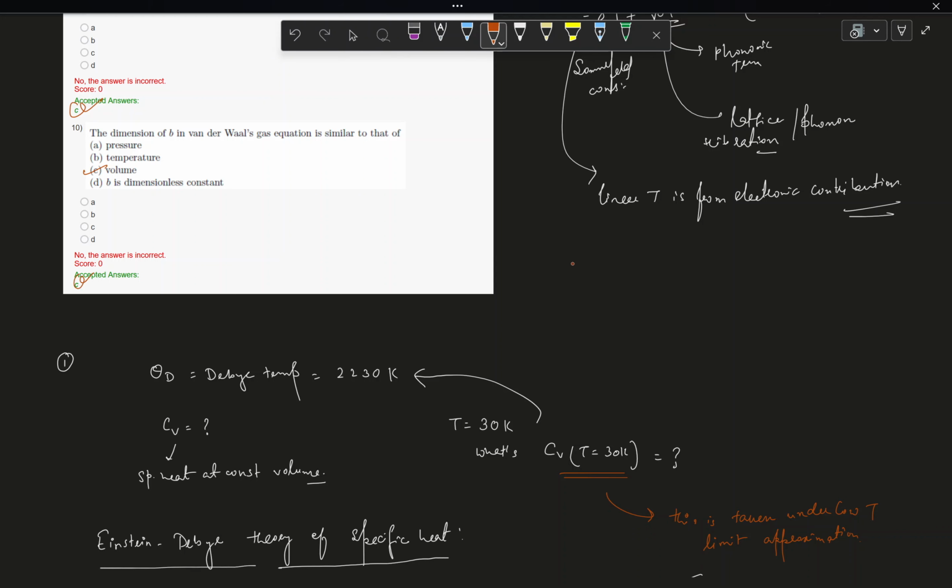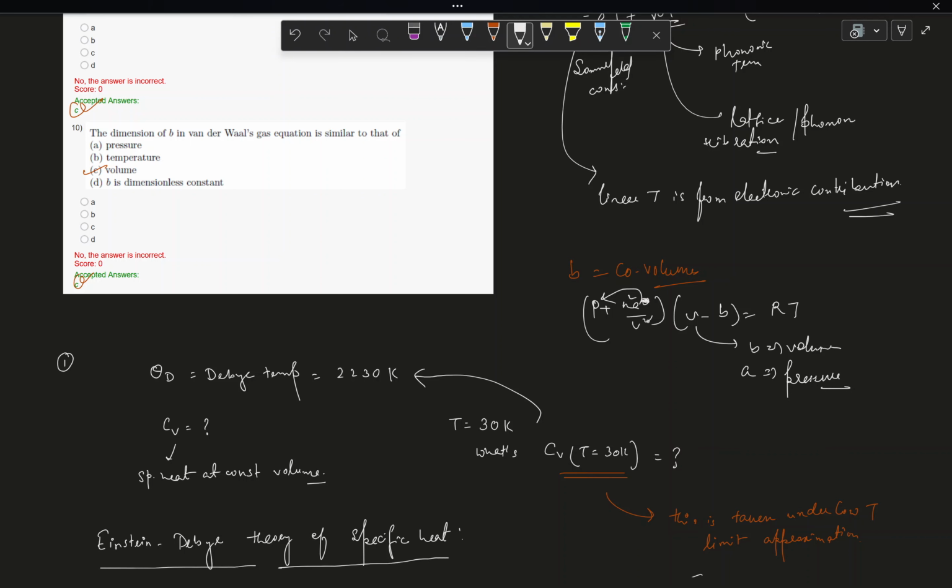So B is basically related to volume, because B itself has a particular formal name called co-volume. So why is it co-volume? Because I told you that in the van der Waals expression comes the term P plus n square A by V squared. So if you have the question like what is the dimension of A in van der Waals gas equation, then you will have to choose the option as pressure, because A is in the term of pressure in the equation, but B is in the V minus B part, right? So it is already related to volume. So B is related to volume. Okay, it has the dimension of volume, and A is related to pressure.